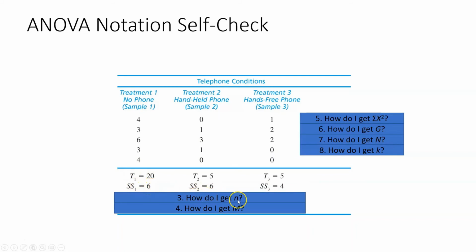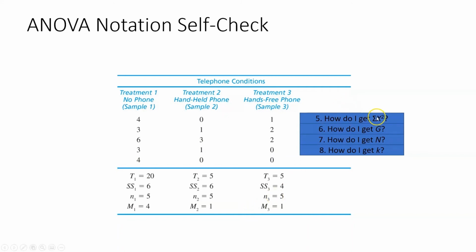That would be how you get the sum of squares. How do I get little n? Little n is the number in each condition. So n1 is 5, n2 is 5, n3 is 5. How do I get M? Remember, this italicized M represents the mean. Hopefully you remember that you add up all the scores and divide by how many there are.